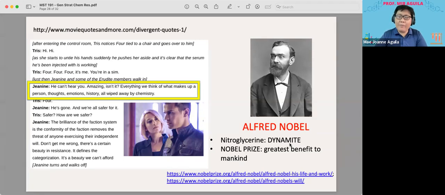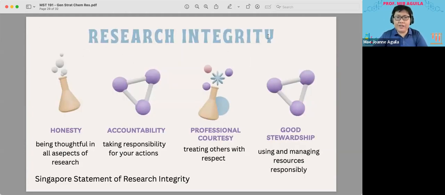And with that, Nobel, of course, has a dynamite making company. It benefited very well during the war because dynamite is used as warfare. But after the war, he mentioned that the profit that he gathered would be used to establish an incentive for scientists, people who think of how to greatest benefit mankind. And this is the Nobel Prize that we know. Right? So when we talk about research integrity, it is greatly summarized in the Singapore Statement of Research Integrity. It has four aspects: honesty, accountability, professional courtesy, and good stewardship.